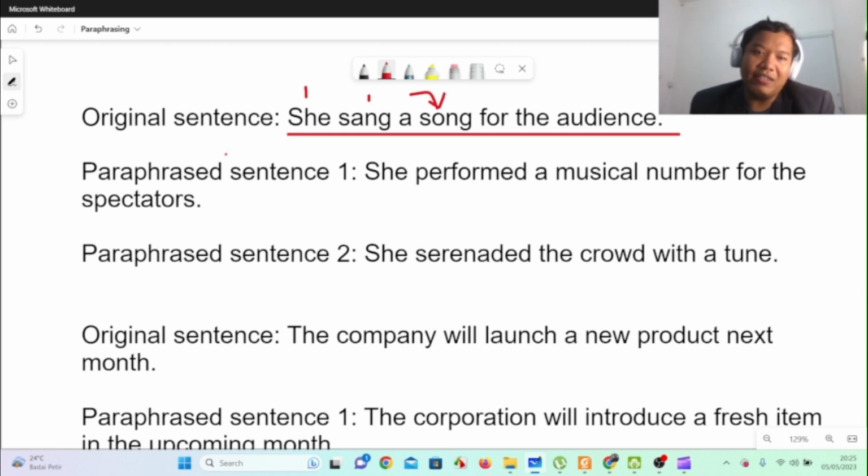Now, if you take a look at how it is paraphrased, the first one keeps the active sentence format. And all it does is basically change the diction, right? So instead of she sang, the first one says she performed a musical, not she performed, because performance can also deal with magic acts, circus, etc. This is purely a song, so performed a musical number, and then it adds for the spectators, right?